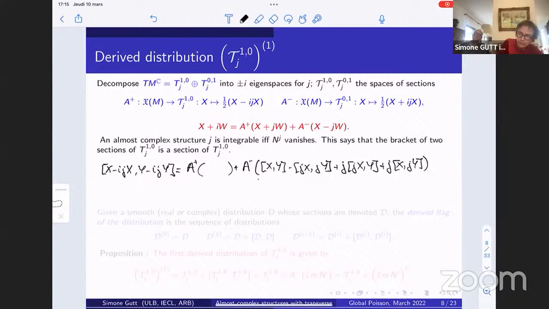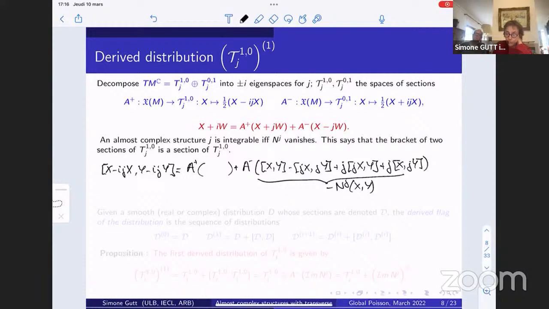And of course, this is just minus N_J of X, Y. So indeed, the Nijenhuis tensor vanishes if and only if the bracket of two sections of T^{1,0} is in T^{1,0}. Okay, but I want to study things which are not integrable. So T^{1,0} is not an involutive distribution.